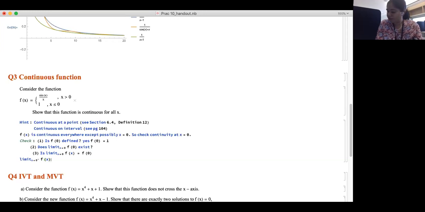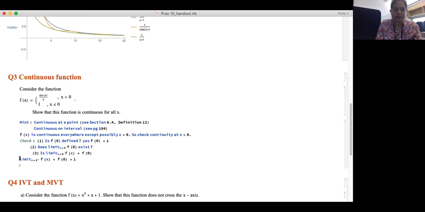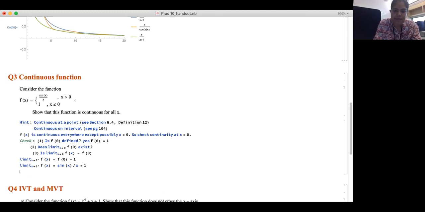Limit from the left, f(x) equals f of 0, which is 1, and limit from the right is sin x over x, which is 1 from the definition, okay, of that chapter. That means, all right.